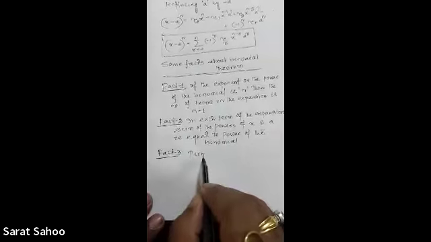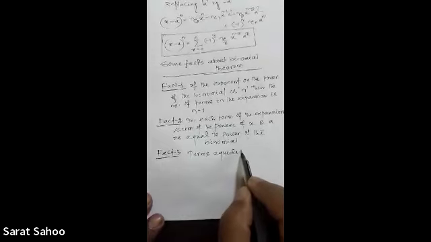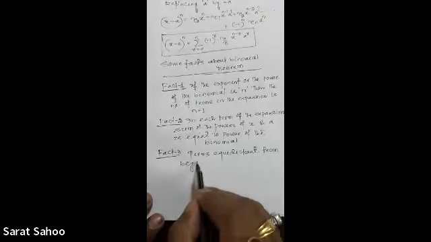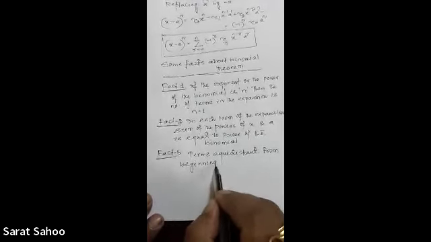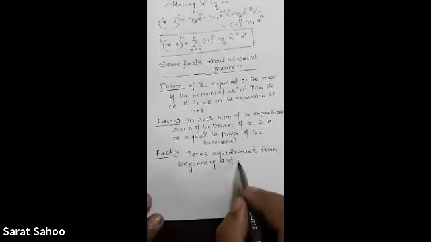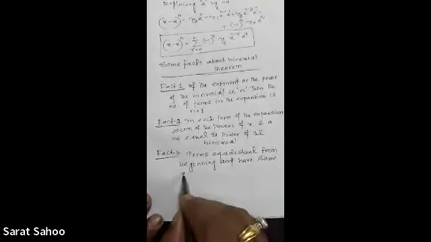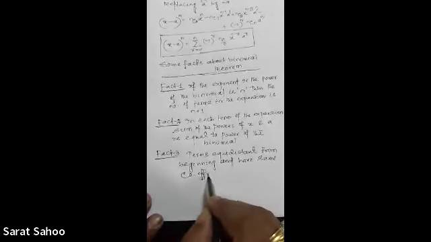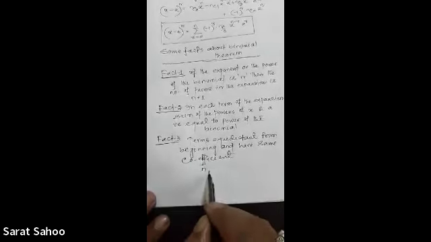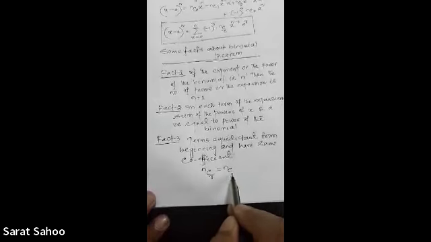Fact 3: terms equidistant from the beginning and end have the same coefficients, and the fact is nCr is equal to nC(n minus r).